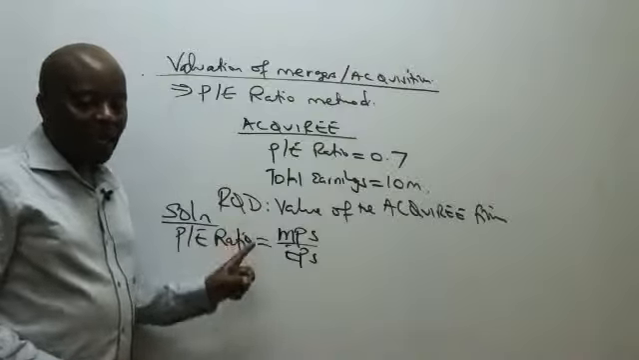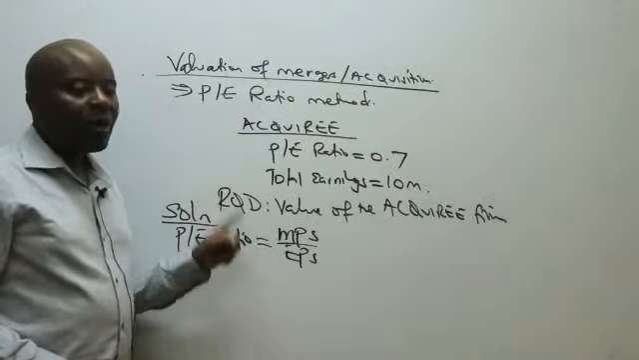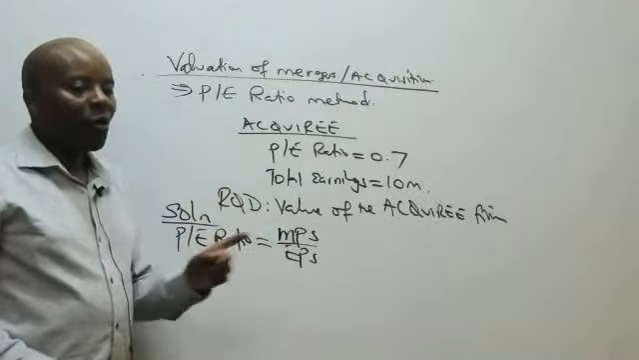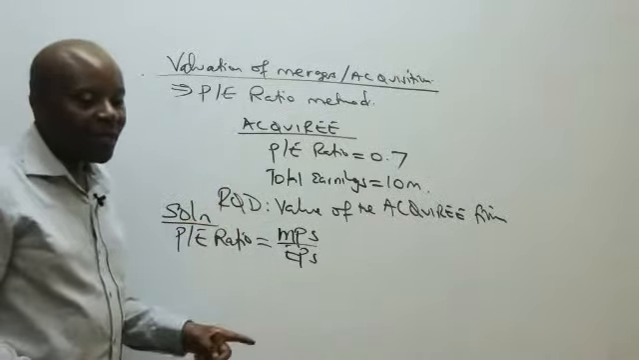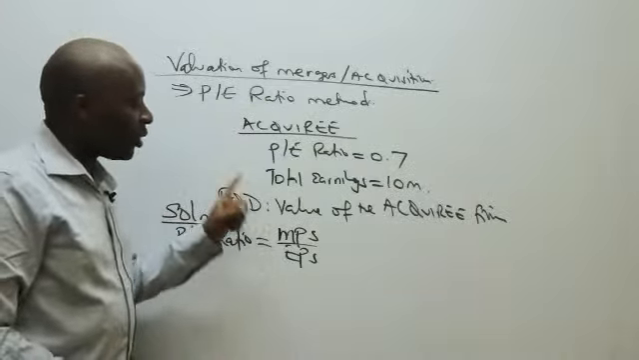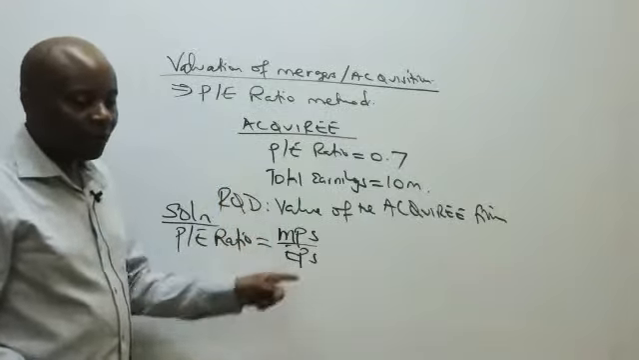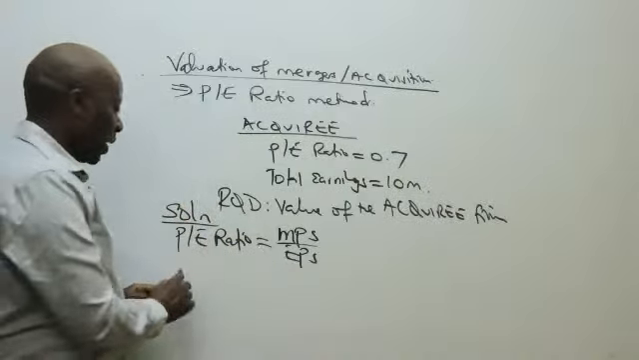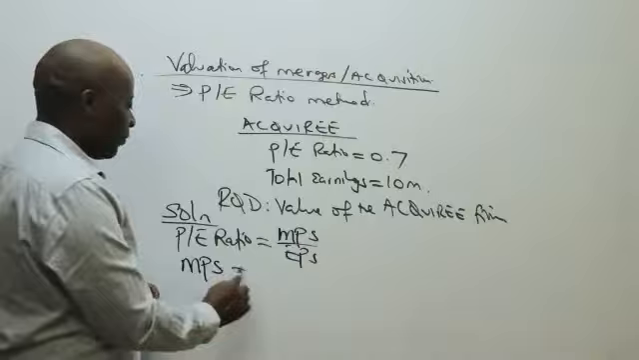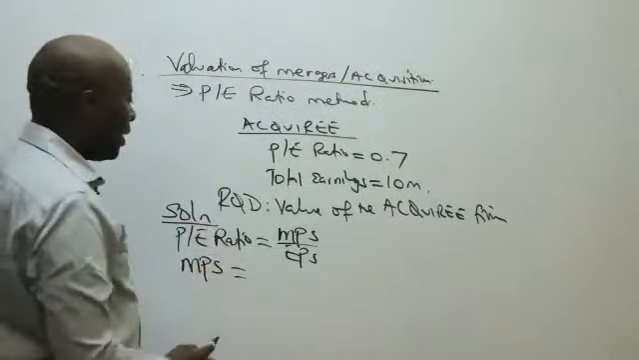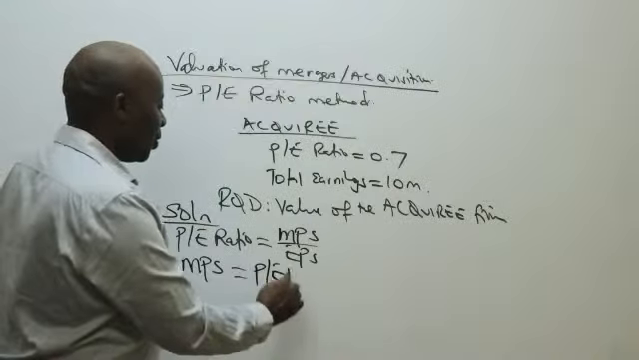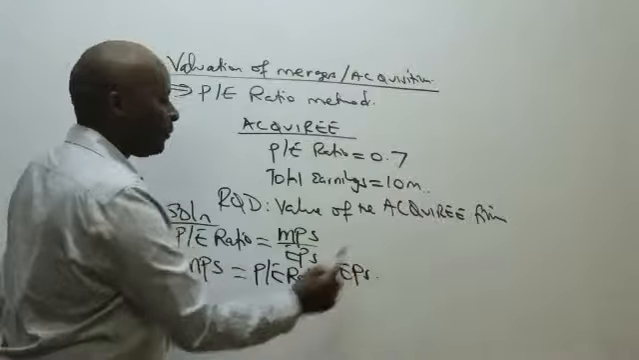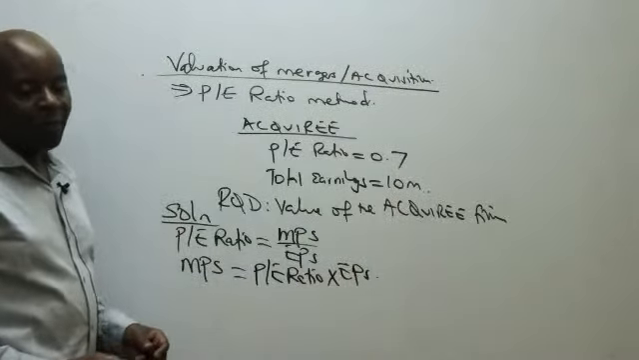So when they tell us, ladies and gentlemen, to value an organization, they basically want us to make MPS the subject of the formula. So could you kindly try to make MPS the subject of the formula? Then this MPS will be equal to PE ratio times what we call EPS.